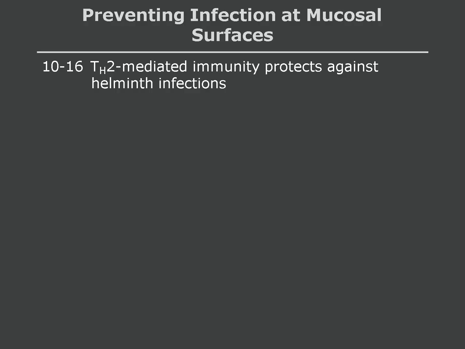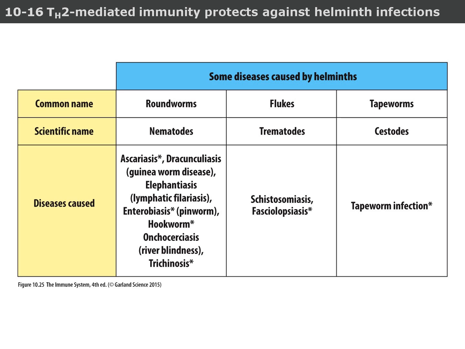Th2-mediated immunity protects against helminth infections. Helminths are parasitic worms that fall into three major groups: roundworms, flukes, and tapeworms. Roundworms, or nematodes, are responsible for a variety of serious diseases such as ascariasis, dracunculiasis, also known as guinea worm disease, elephantiasis caused by lymphatic filariasis, and other common infections like pinworm, hookworm, river blindness, and trichinosis. Flukes, scientifically known as trematodes, include parasites that cause schistosomiasis and fasciolopsiasis, both of which affect the liver, intestines, or bladder depending on the species.